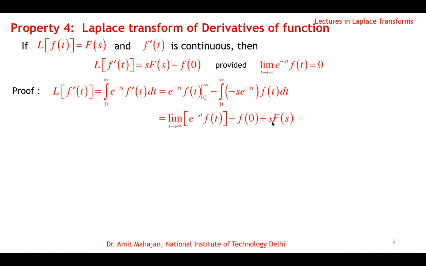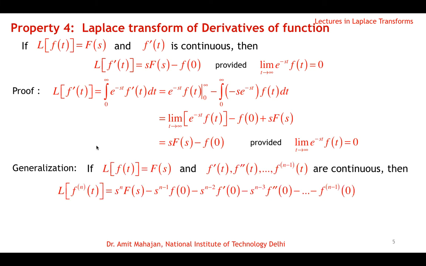So immediately we get this result: sF(s) minus f(0), provided this term is 0. Okay, so this is our fourth property, that the Laplace of the first derivative is sF(s) minus f(0), provided the function is of exponential order and the first derivative is continuous. Okay, this property can be extended for higher derivatives.